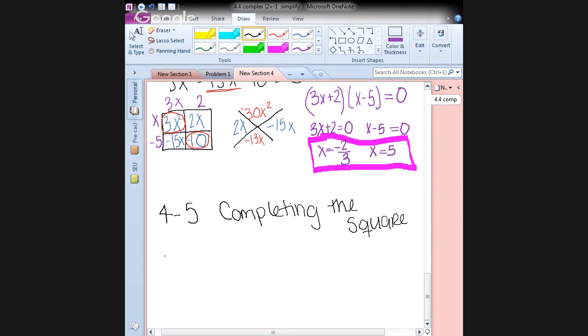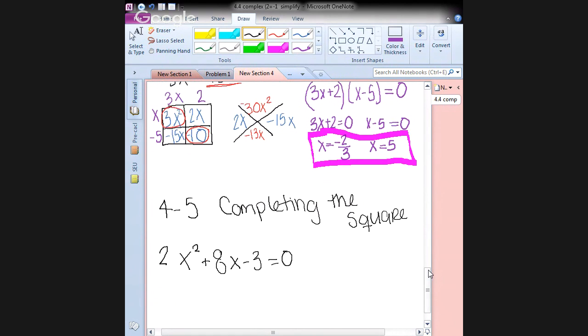Okay, so we will do 2x squared plus 8x minus 3 equals 0. So we're also going to solve this, but now we're solving just with a different method.